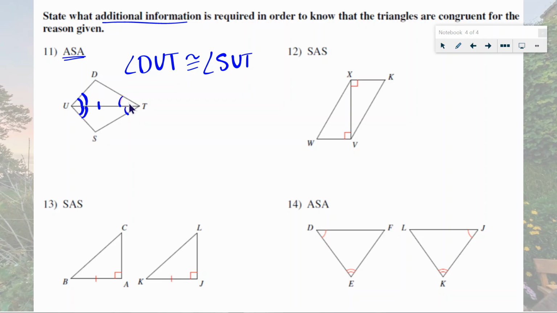If I had that piece of information, then I would have angle, side, angle. All right, on this one, I need side, angle, side. So I have a side here that's shared between them. And then I have the next angle over, so I'm looking at this triangle, that side, that angle. And the next side over is really what I would need. I would need this side to be congruent to that side, because I need the included angle between these two sides. So I would need VW or WV to be congruent to XK.